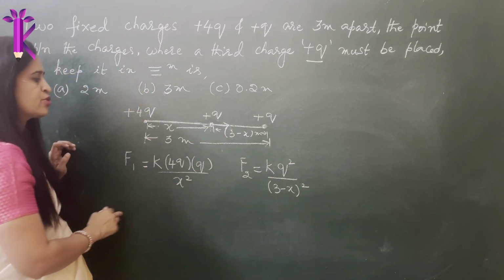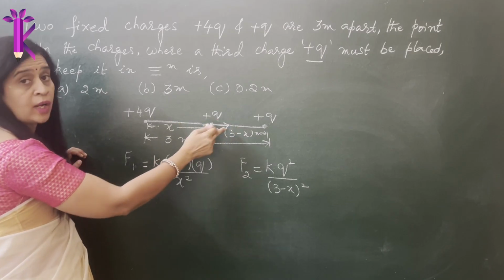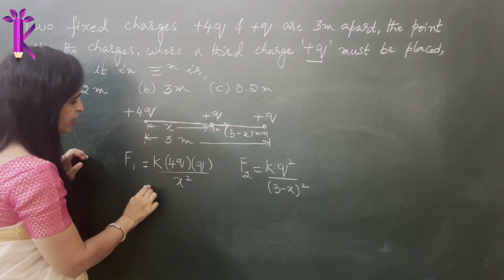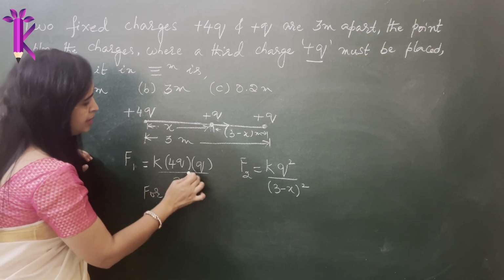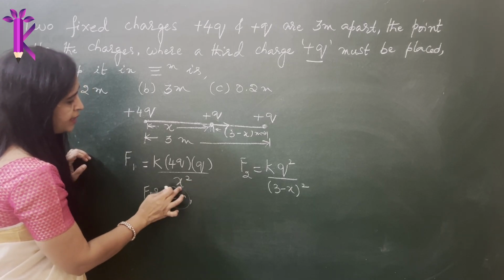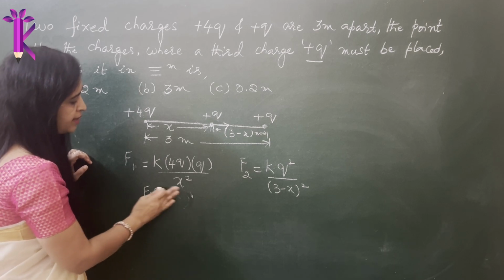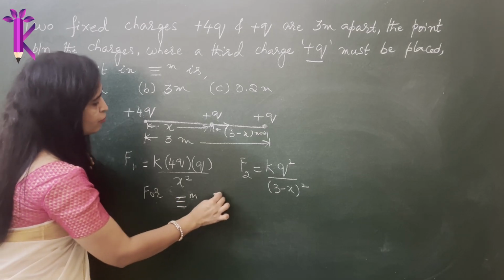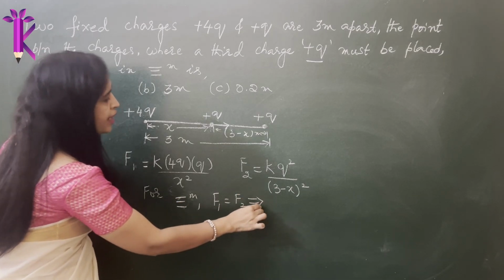Now for the charge to stay in equilibrium, both the forces exerted have to be equal, right? Only then will it stay in equilibrium. For equilibrium, that's the short form I'm writing. If you want, you can write it elaborately. I'm just trying to save space here. So for equilibrium, forces have to be equal. F1 has to be equal to F2.